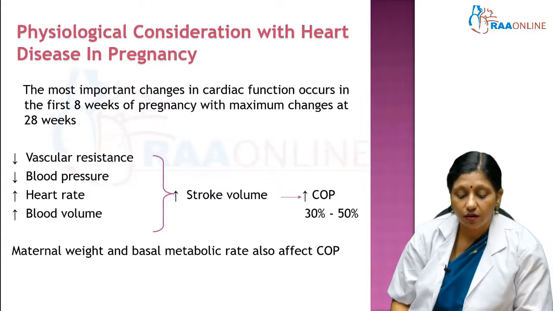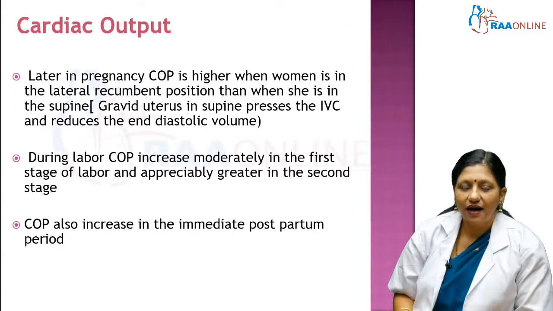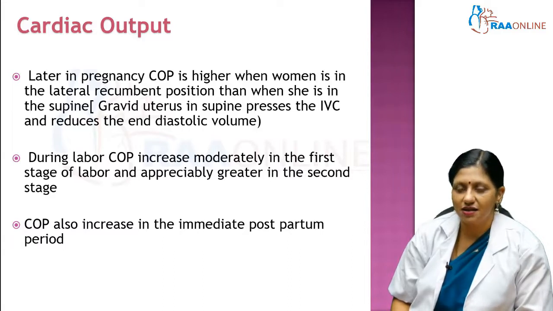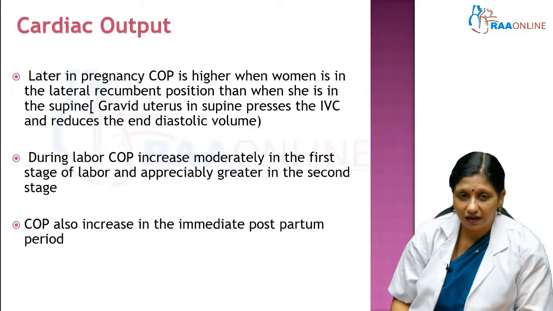There is also maternal weight gain and a rise in the basal metabolic rate during pregnancy, and these physiological changes also affect the cardiac output. Cardiac output is very high in pregnant women in a lateral recumbent position as compared to a supine position. These changes are significant because the gravid uterus in the supine position compresses the IVC and reduces the end diastolic volume. During labor, the cardiac output increases moderately in the first stage, and is maximum in the second stage of labor.